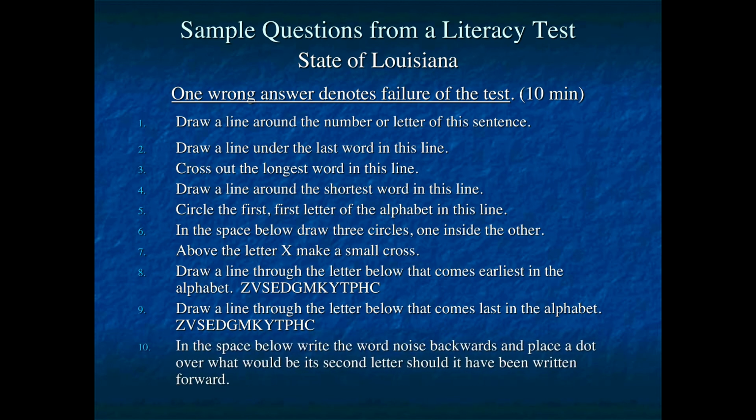Like this last one. In the space below, write the word noise backwards. So it'd be E-S-O or I-O-N. I already failed. I can't vote. Backwards, and place a dot over what would be its second letter. Should have been written forward. Well, that would be a dot over the O. But you have to write it backwards first, then put a dot over the O. Right? So just ludicrous. You only have 10 minutes.